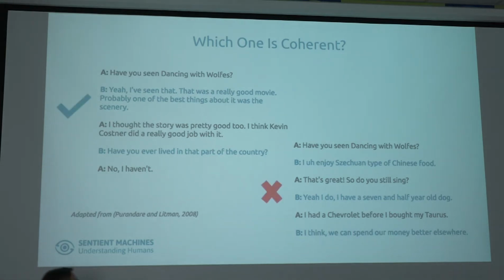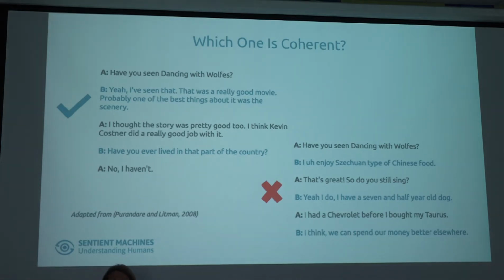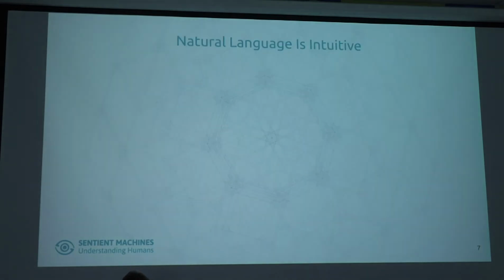So the first one is building up. If the question is, have you seen Dancing with Wolves? The response is related to that particular question, and the conversation keeps building up as the dialogue develops. In the other case, we've got the Dancing with Wolves question followed by a Chinese food response, which doesn't make any sense. It doesn't usually happen when we talk with each other, but when we're building systems, it's very important that we think about it. In this talk, I'll talk about some techniques on how to build coherent systems.